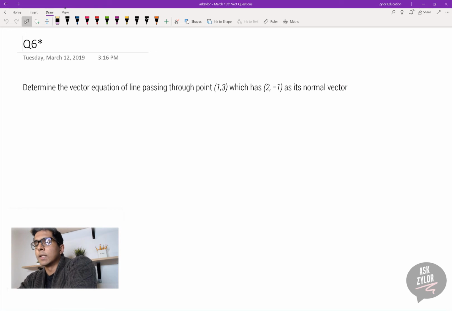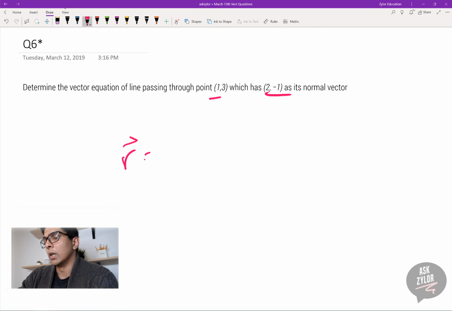So we had a question sent in that's very similar to what we've been doing so far. It says determine the vector equation of the line passing through the point (1, 3), which has (2, -1) as its normal vector. So (2, -1) as its normal vector. That's going to be key, and it's just given a point.